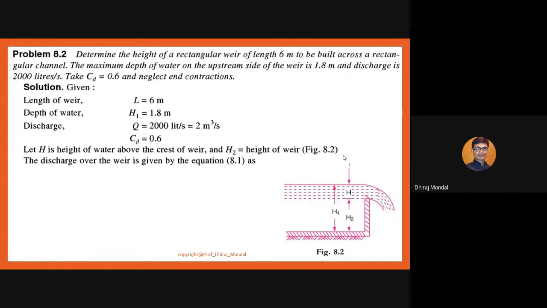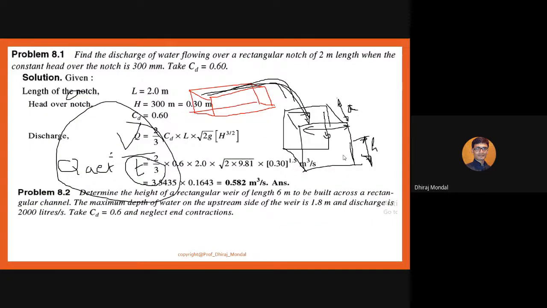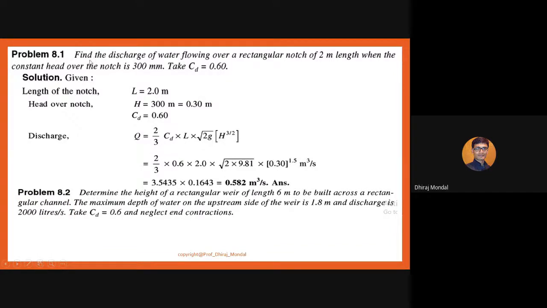If it is clear, then we will proceed to the lab, and before that let us discuss this numerical. Find the discharge of water flowing over a rectangular notch of 2 meter length when the constant head over the notch is 300 mm. Take CD equal to 0.6. So you need to calculate the discharge.